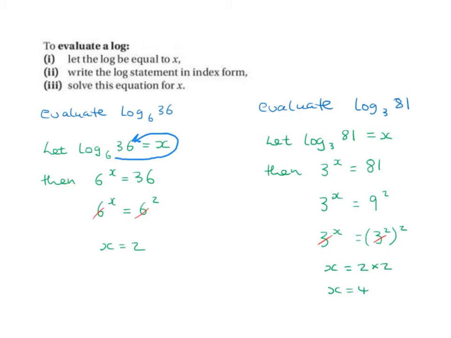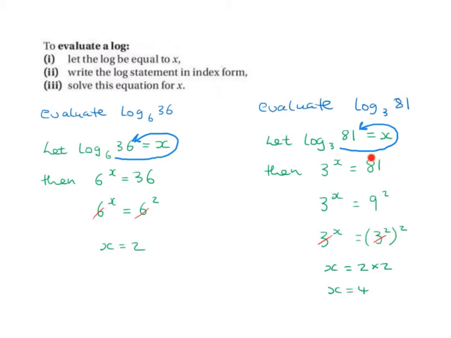Okay, our next example, we want to evaluate log base 3 of 81. Step 1, let the log be equal to x. Log base 3 of 81 is equal to x. Step 2, write the log statement in index form. Again, we're going to use the scorpion tail method. Starting at the 3, we're going to wrap our scorpion tail around the x, past the equals, and end up at the 81. So 3 to the power of x is equal to 81.